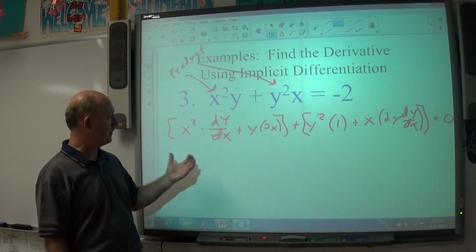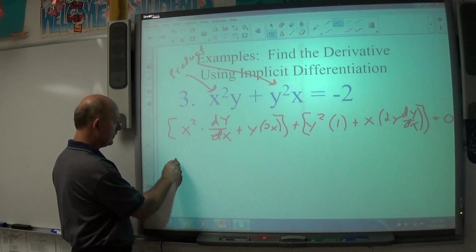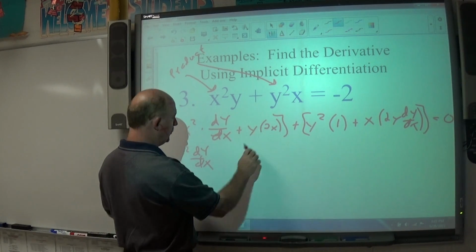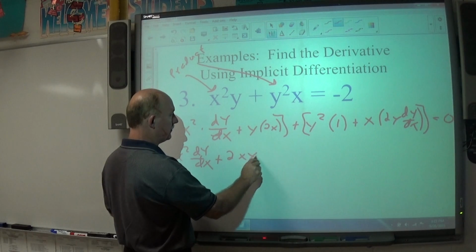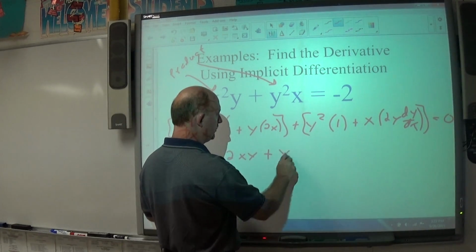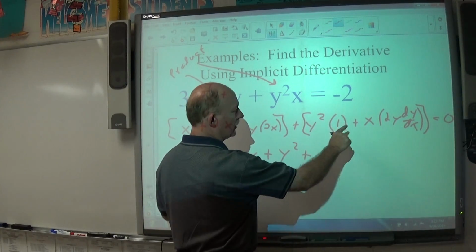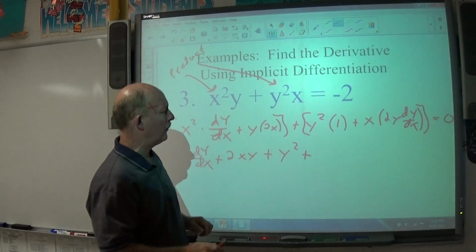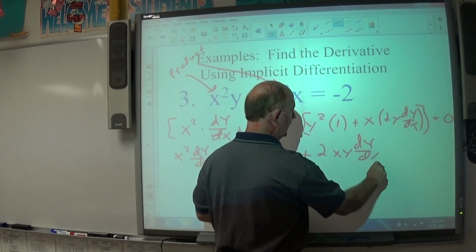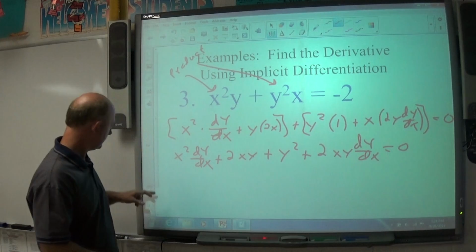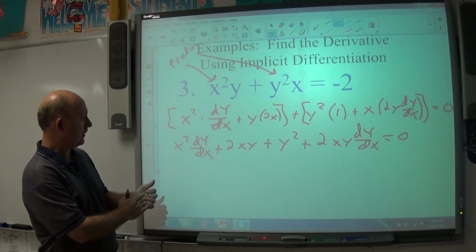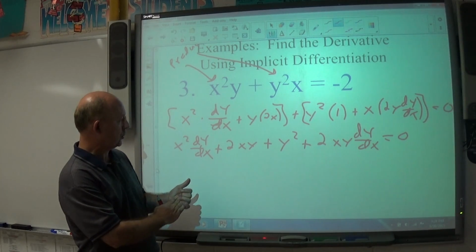Now, let's see if we can simplify this a little bit, kind of clean it up. We have x squared times dy over dx. y times 2x will be plus 2xy. Plus y squared times 1 would just be y squared. Plus x times 2y would be 2xy, times dy over dx, equal to 0. So let's bring this down some. All right, so far you notice as we get our derivative, we simplified it a little bit.